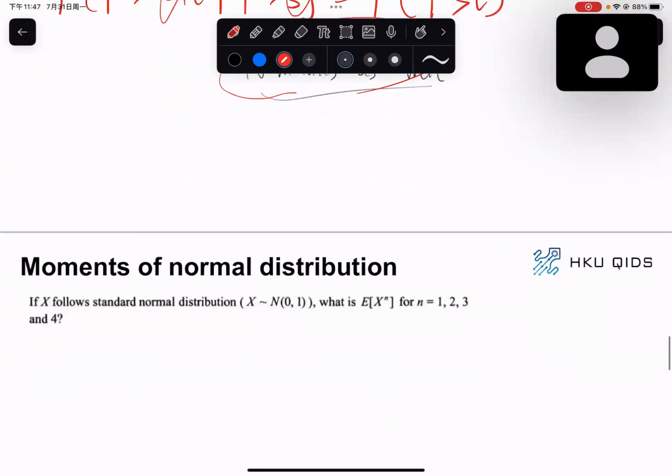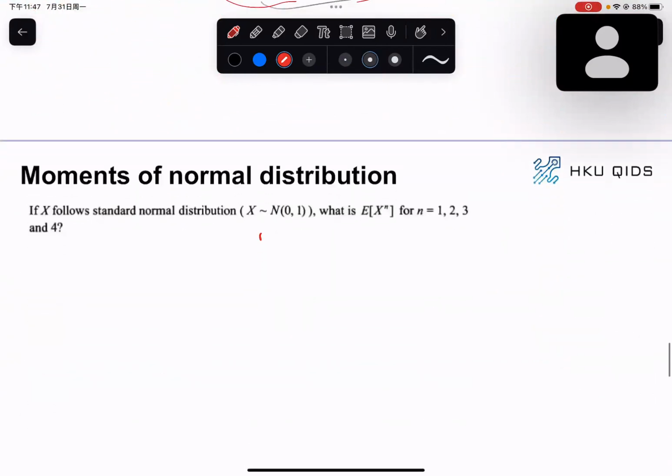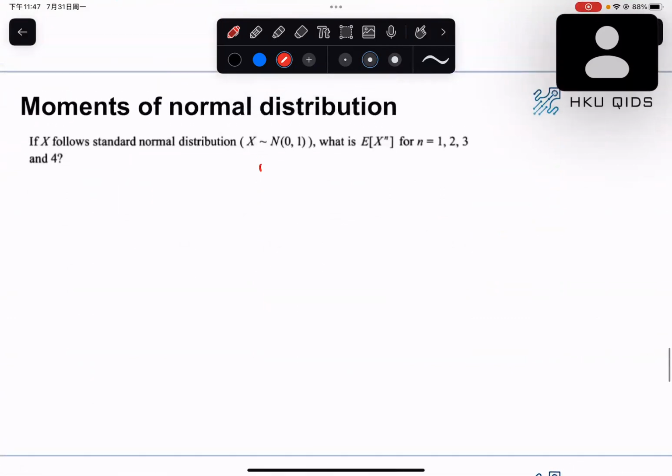So let's come to the next one. The next one is about the moments of the normal distribution. If X follows the standard normal distribution, what is E[X^n]? Basically, it is asking for the first to the fourth moments.